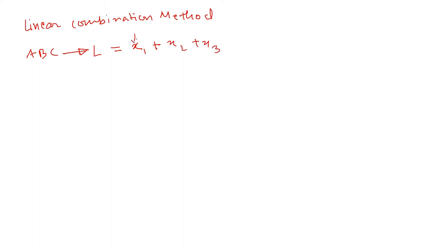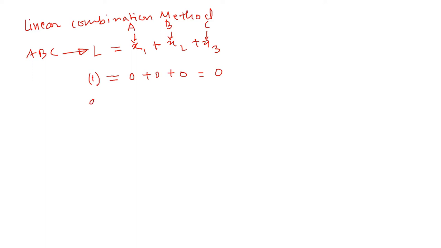So X1 is associated with A, X2 is associated with B, and X3 is associated with C. So the way this confounding works for the treatment combination control, instead of minus plus, we use 0, 1. So in control, we have all zeros, the low level of A, low level of B, low level of C. So you can do 0 plus 0 plus 0 equal to 0.